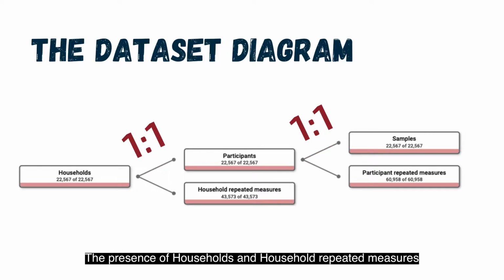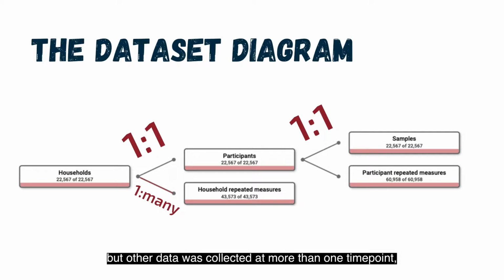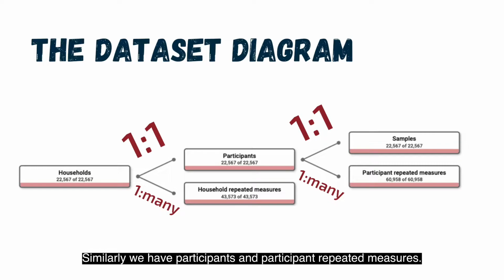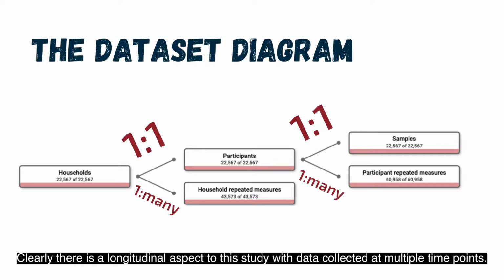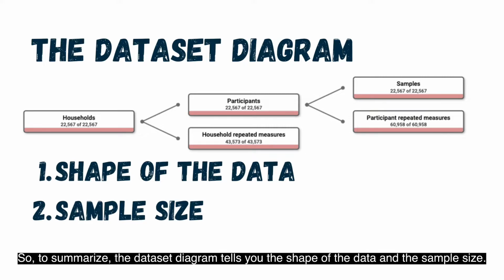The presence of households and household repeated measures indicates that some data about the participant's household was collected only once, but other data was collected at more than one time point, which we group under repeated measures. Similarly, we have participants and participant repeated measures. Clearly, there is a longitudinal aspect to this study with data collected at multiple time points. So to summarize, the dataset diagram tells you the shape of the data and the sample size.